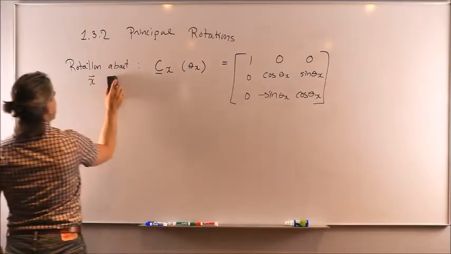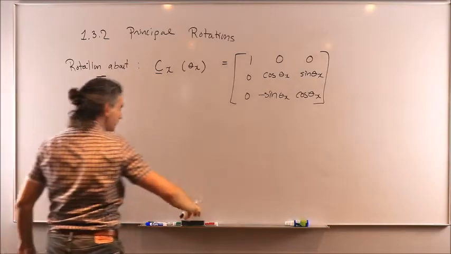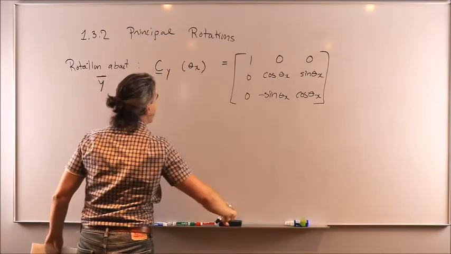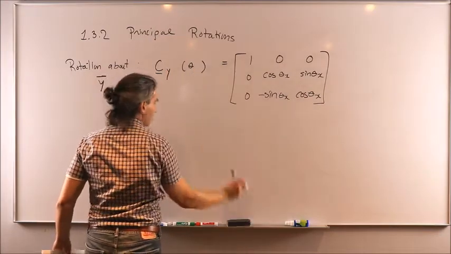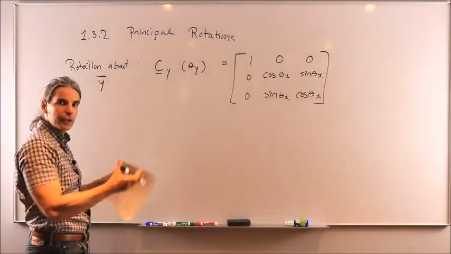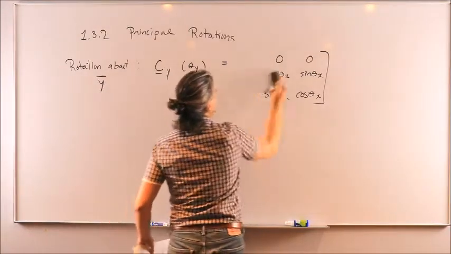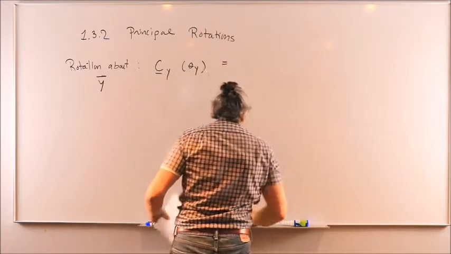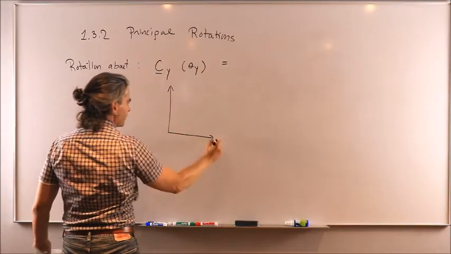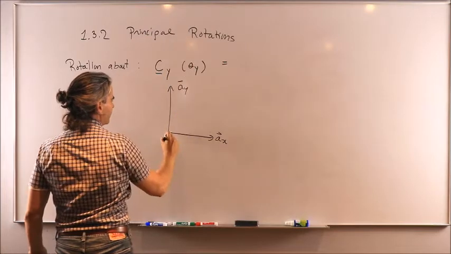The second one is a principal rotation about a y unit vector. And this one will be denoted as Cy, function of theta y. So that is the angle through which you rotate to obtain reference frame B given a reference frame A to begin with. So graphically, it would look something like this. So you have your initial reference frame, AX, AY, AZ.